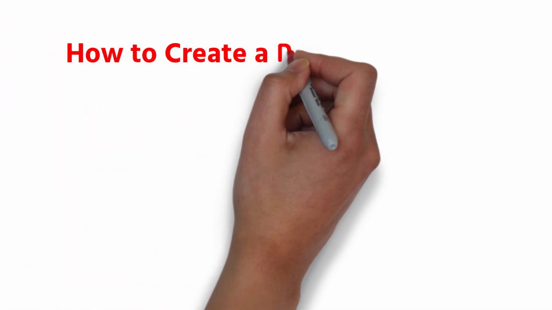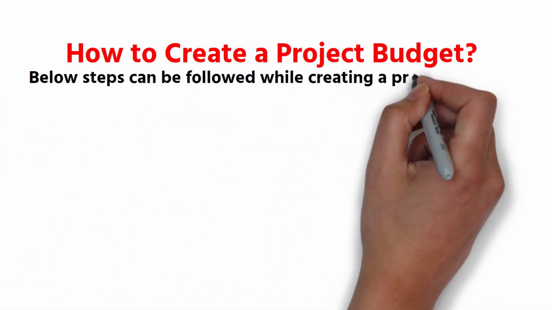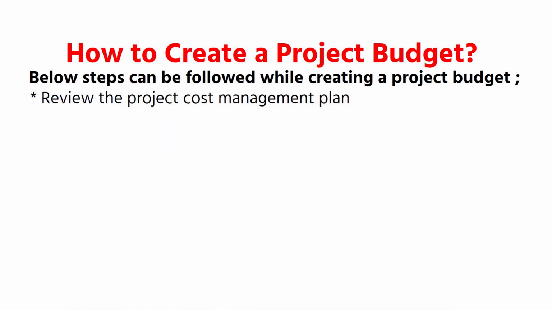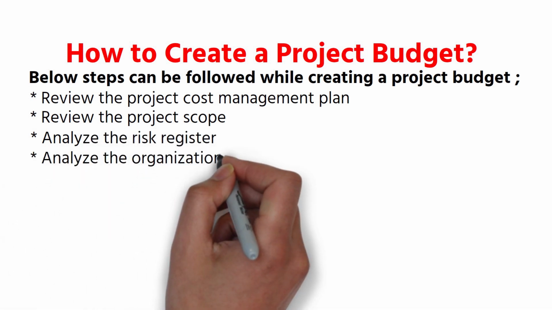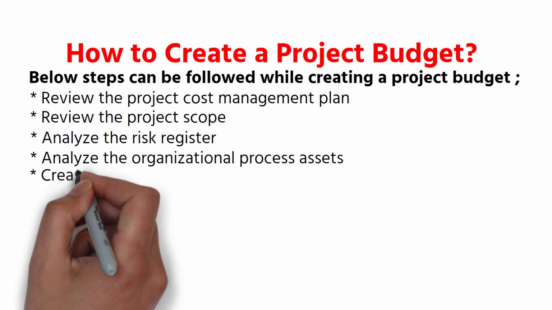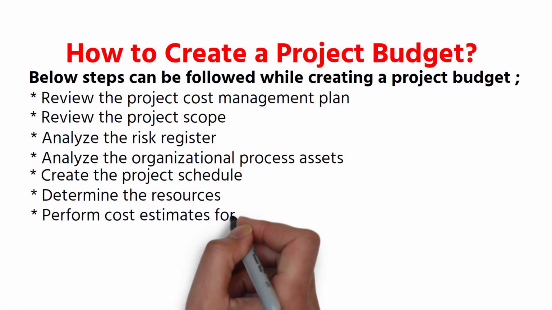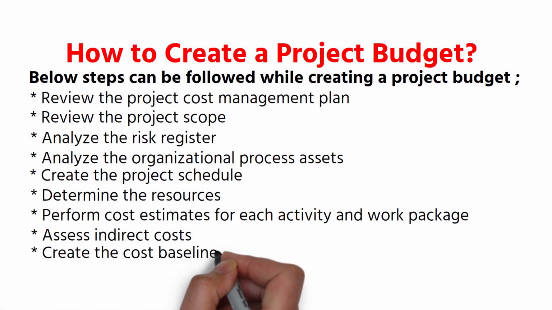How to create a project budget. The steps below can be followed while creating a project budget. Review the project cost management plan. Review the project scope. Analyze the risk register. Analyze the organizational process assets. Create the project schedule. Determine the resources. Perform cost estimates for each activity and work package. Assess indirect costs. Create the cost baseline.